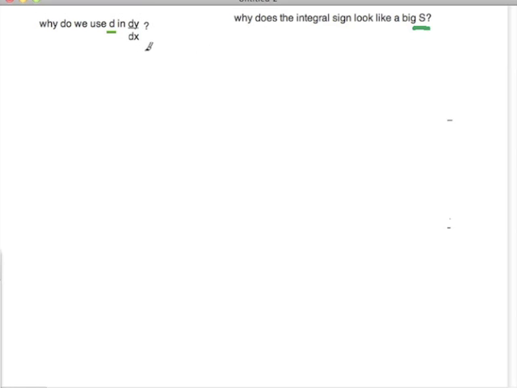So first thing, why do we use a d? You might think d is short for derivative. That would be wrong. The reason we use d is to represent change. Dy dx, you could read that as the change in y for the change in x.